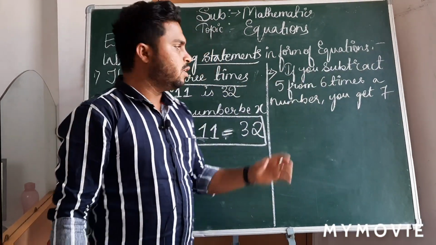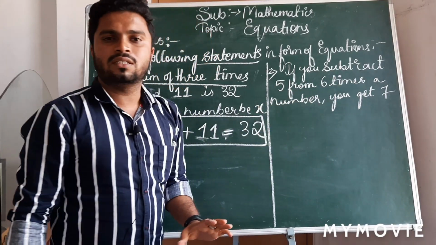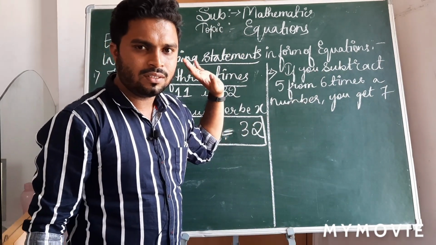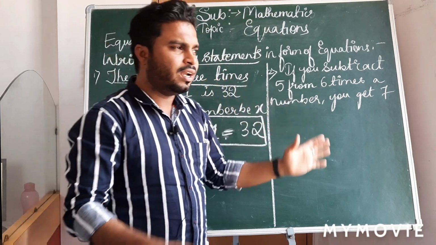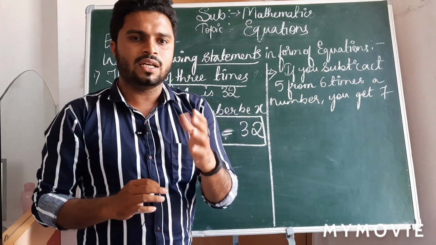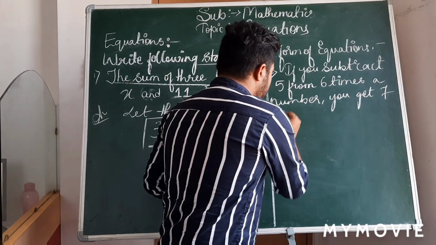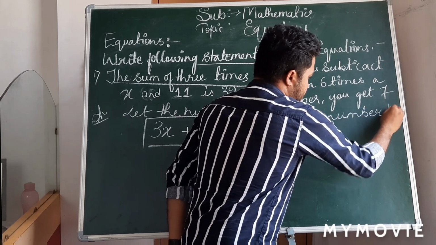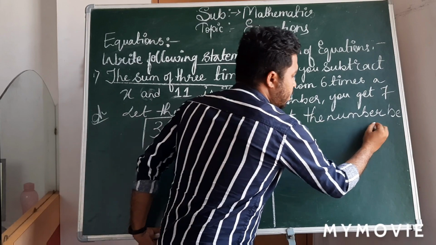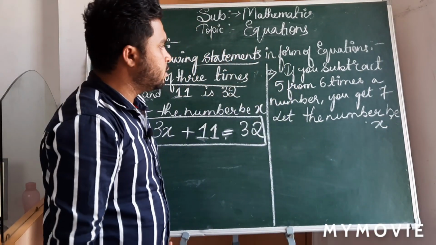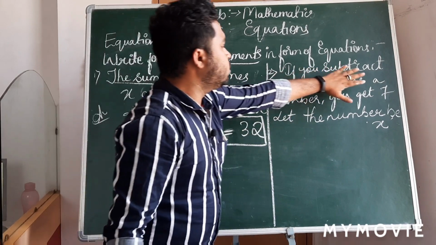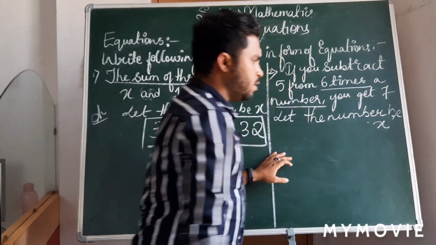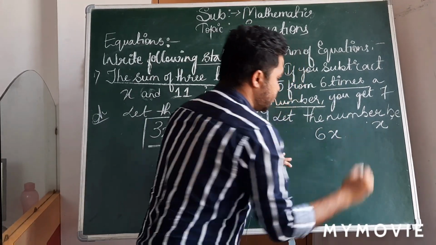Coming to the second question. If you subtract 5 from 6 times a number, you get 7. Do you have any number, students? No, we have to take a number. You can take x, y or z, no problem. Let the number be x. Now 6 times the number is 6x.